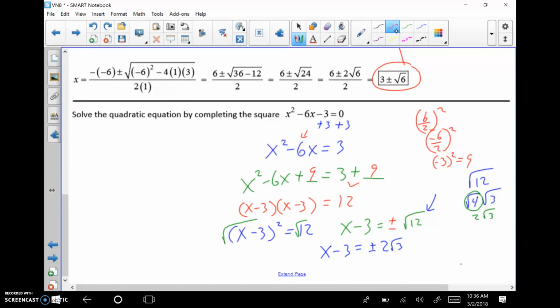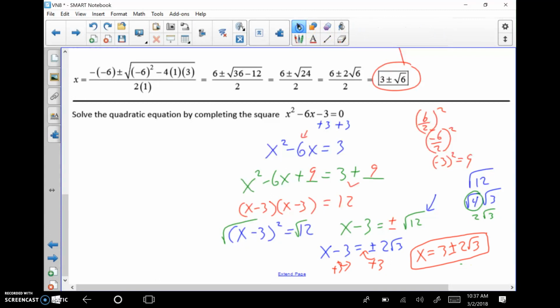And then the last thing is going to be move this 3 over. So I'm going to add 3 on both sides. Again, I can't combine these, so I just put it in front of the plus minus. So my final answer is that positive 3 that I added over plus minus 2 rad 3. And that's our final answer.